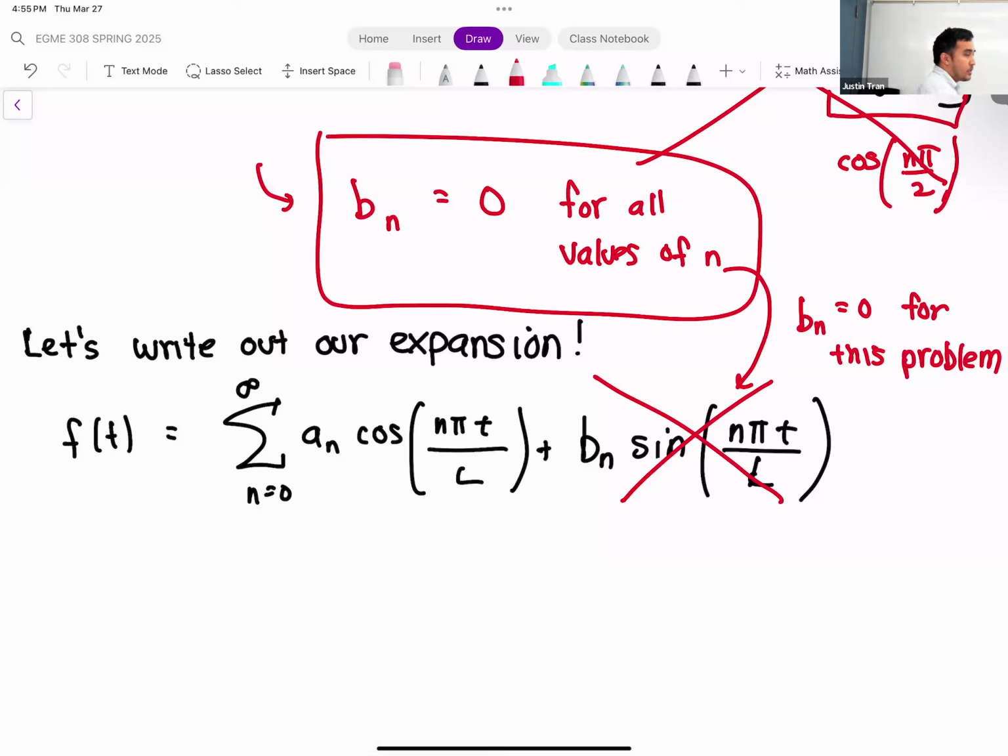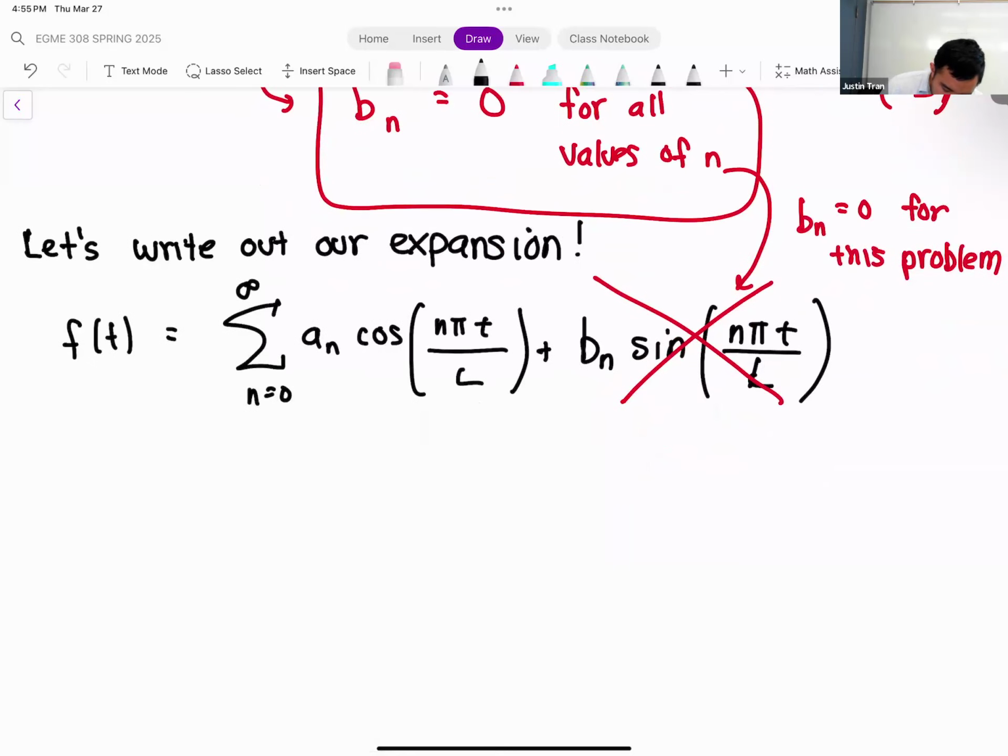So we're not going to worry about the sine terms here because we know that all of their coefficients are 0. Okay, so if we plug in everything else, f of t is equal to, first let's do a0. So a0 is going to be 2, right? When n is equal to 0, cosine of n pi t over L just becomes 1, because we have cosine of 0 there. And so that's why the A0 is kind of by itself. That's kind of why we compute it separately as well.